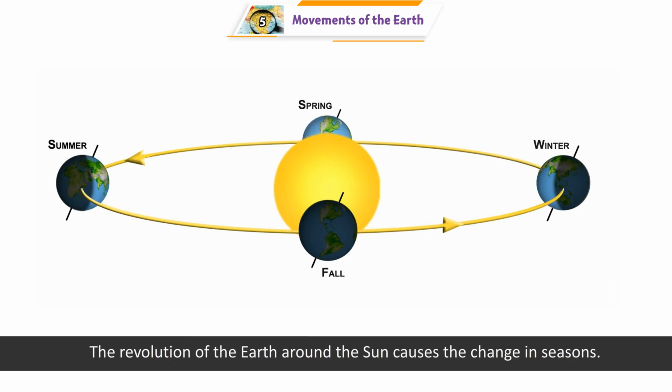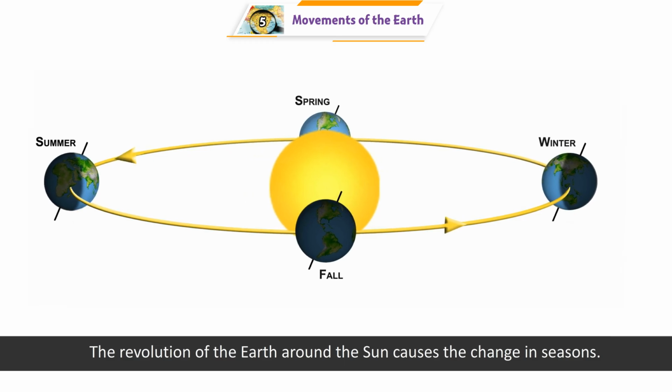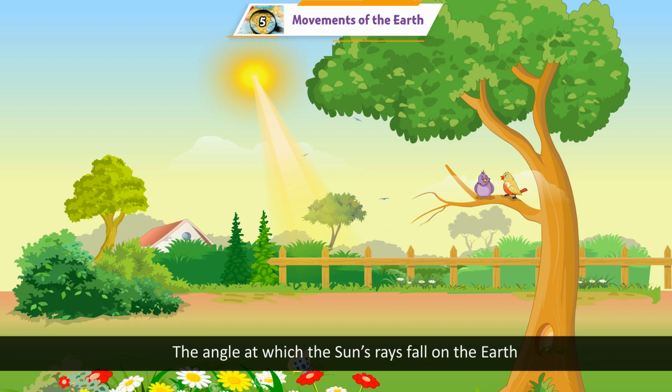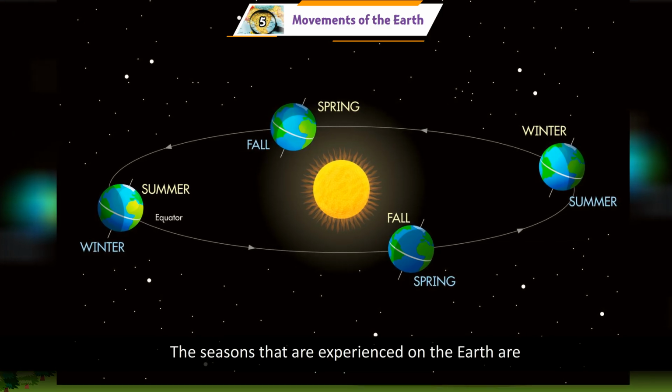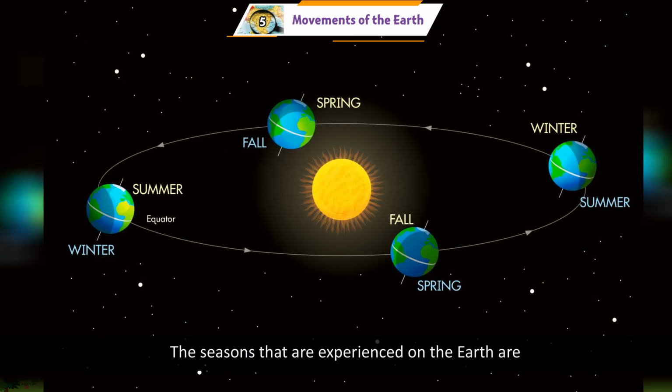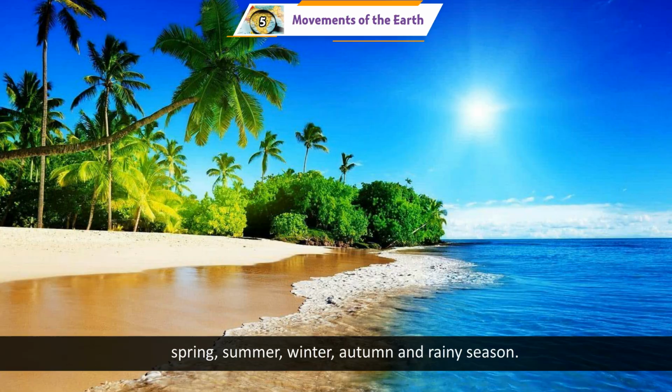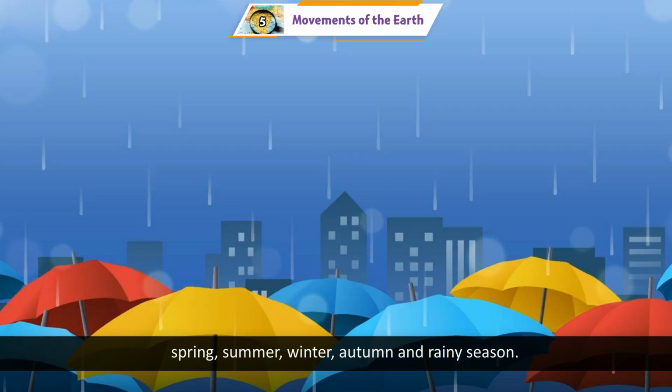Effects of revolution. The revolution of the earth around the sun causes the change in seasons. The angle at which the sun's rays fall on the earth and the length of the days cause these changes. The seasons that are experienced on the earth are spring, summer, winter, autumn, and rainy season.